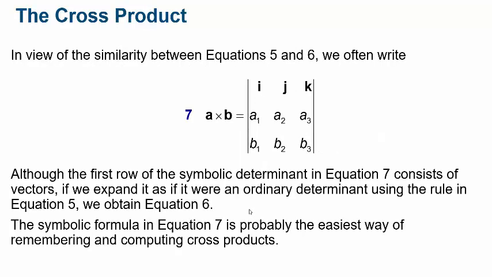All right, so in view of the similarity between equations 5 and 6, what we can do is we can now write the cross product as the following. A cross B, replacing the A row here with i, j, k, and then the components of each of the vectors, A1, A2, A3, B1, B2, B3. We can use the determinant of this 3 by 3 matrix to find the cross product very, very easily.